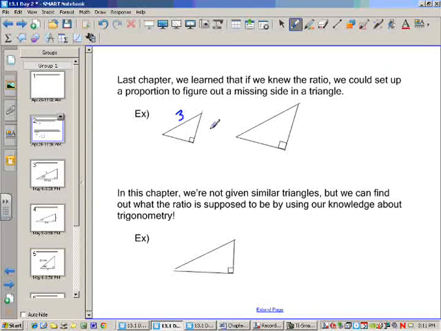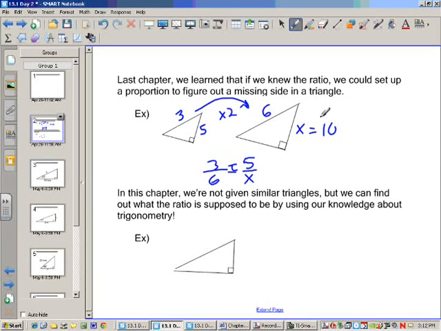So say if I had 3, 5, and 6, we could set up a ratio, say 3 to 6, is going to equal 5 over x. If we solve this, it would be 30 over 3, which is 10. So the ratio between these would be, we're multiplying by 2 on both of the sides.